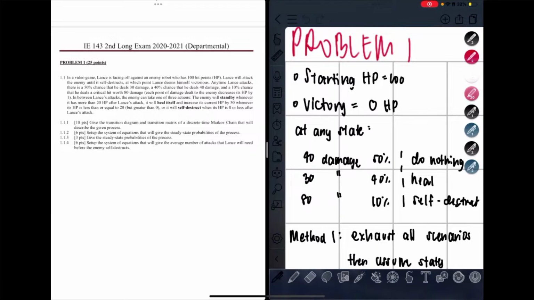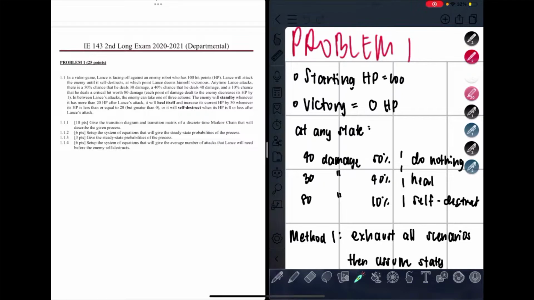Problem 1. In a video game, Lance is facing off against an enemy robot who has 100 hit points. Lance will attack the enemy until it self-destructs, at which point Lance deems himself victorious. So self-destructs is the win condition of this question. Anytime Lance attacks, there's a 50% chance that he deals 30 damage, a 40% chance that he deals 40 damage, and a 10% chance that he deals a critical hit worth 80 damage.